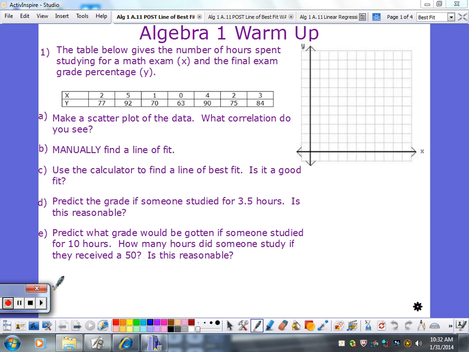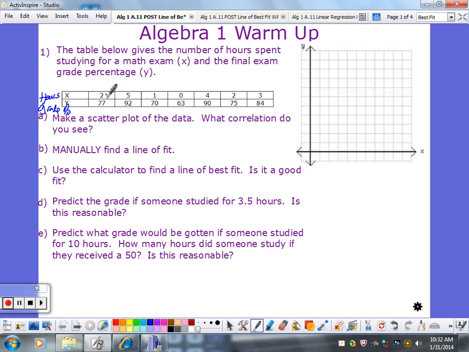Let's review what we did last class, which was manually fit a line to some data. So remember how this works. We're going to build a scatter plot. So what do we have here? We have the number of hours studied for a math exam, and then the grade that we got in percents, right? Somebody studied for 2 hours, they got a 77%.